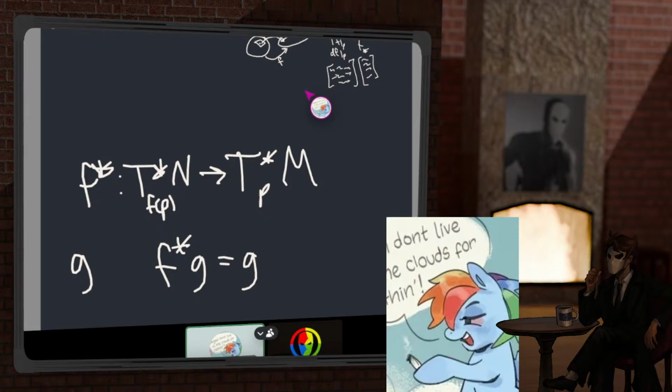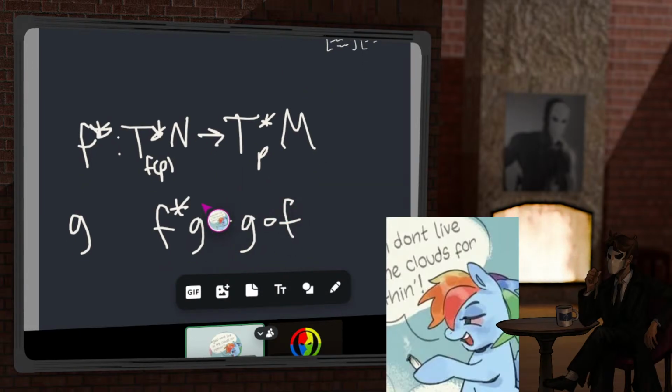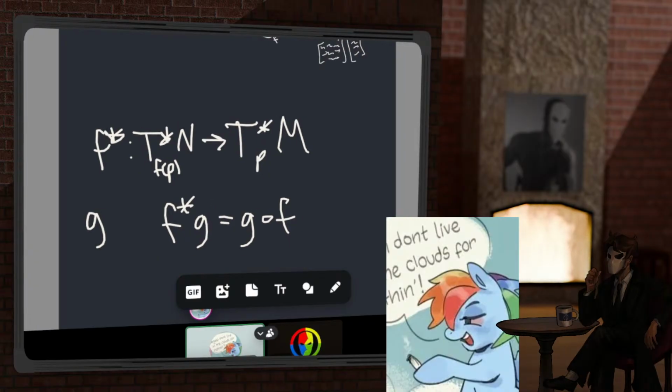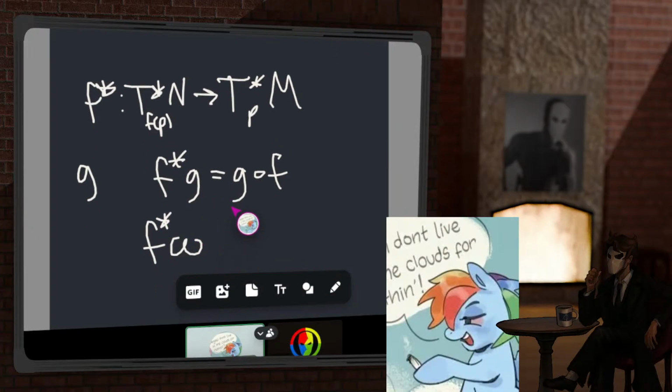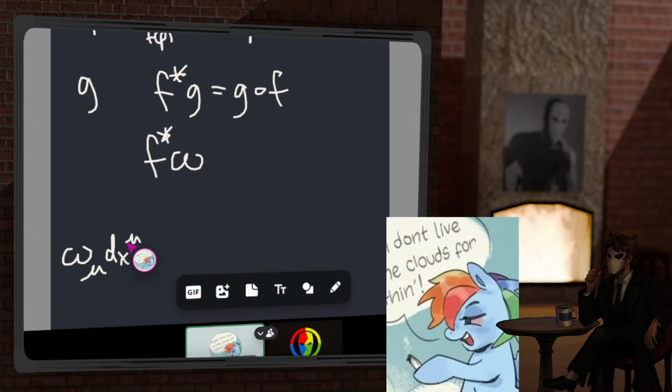You could do the circle notation for composition. And then in the case of a covector field, a smooth covector field is what we call a differential one form. So the f star of omega, where omega is any linear combination, could be basically anything of this form if we're saying it's a one form.